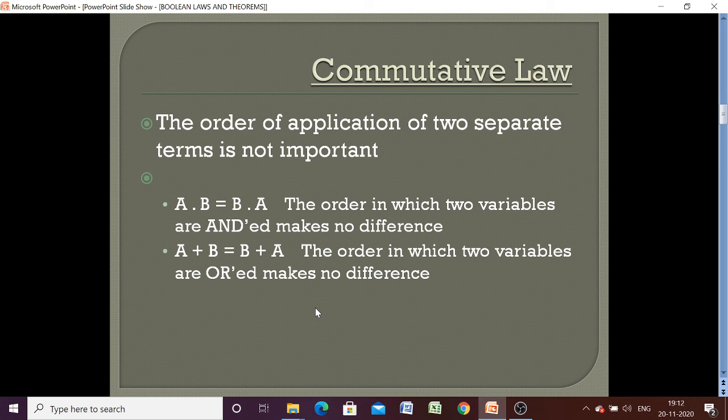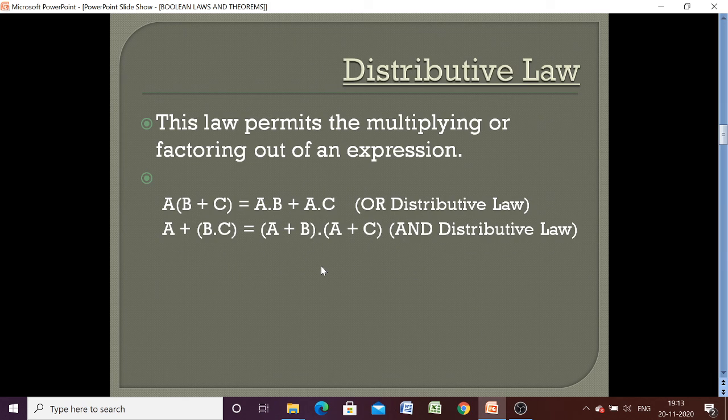The commutative law says that the order of application of two separate terms is not important. तो जिस सीक्वेंस में हमने लॉजिकल वेरिएबल लिखा है वो मैटर नहीं करता है, हम उसको किसी भी सीक्वेंस में लिख सकते हैं. Here we can see that A ANDed with B can be written as B ANDed with A also. Both are equivalent. Similarly, A ORed with B can be written as B ORed with A. So if we change the sequence of the logical variables, there will be no change in the Boolean expression. Now coming to the next law, the distributive law.